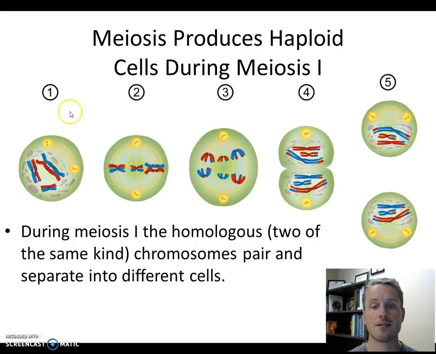Again, prophase, metaphase, anaphase, telophase, and then cytokinesis to produce the two daughter cells. And I want to remind you that during meiosis 1, the homologous chromosomes, and homologous just means the two of the same kind, so two of the same kind of chromosomes, pair and separate into different cells. So let's look at that. Here it's easy to see during metaphase.